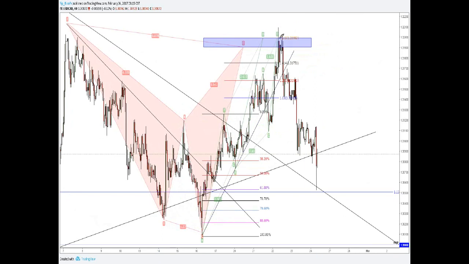Price dropped off beautifully. Entries were right in the box. That's the aggressive entry. The conservative entry would have been when you see that big bearish candle right there, that reversed off of it, off the zone. When you see that big reversal candle, right? That's when you can start looking to short.